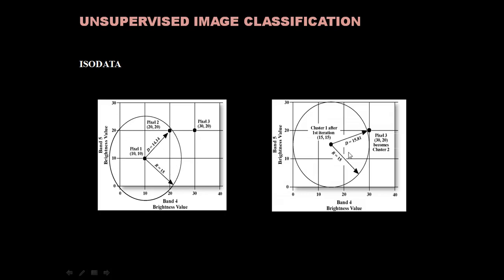Again, suppose this is another candidate pixel, and the distance of this candidate pixel from this cluster center is about 15.81, but the radius, the user-defined threshold, is 15. Then it will not be classified as a pixel of this group; it will be another cluster. In this way the classes are merged and the clusters are split. So here is the actual philosophy of ISODATA clustering.